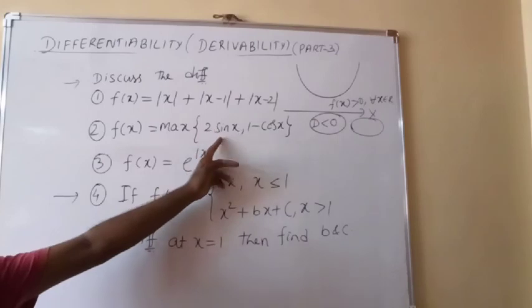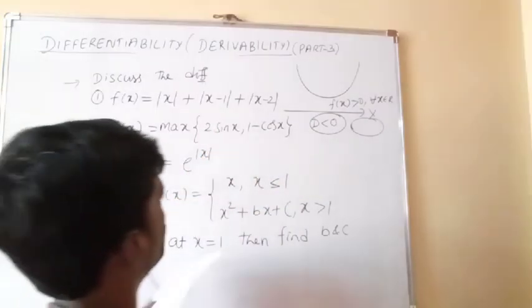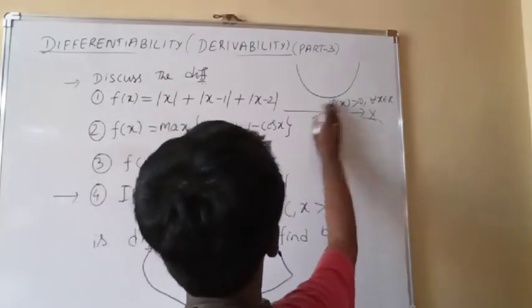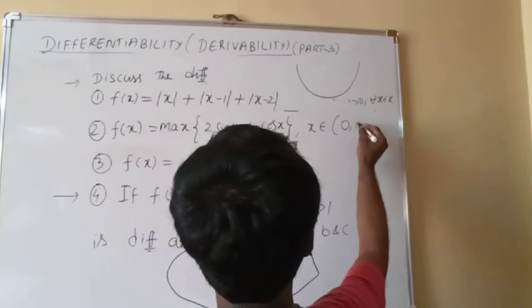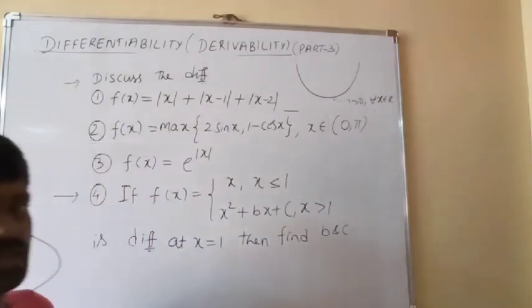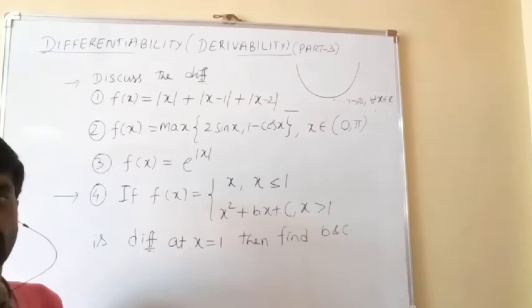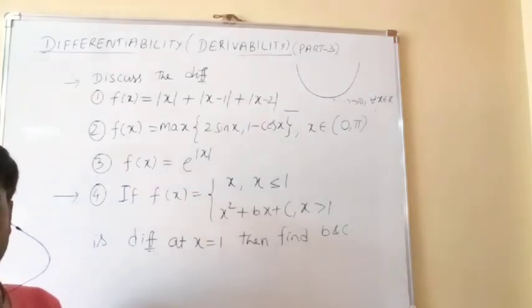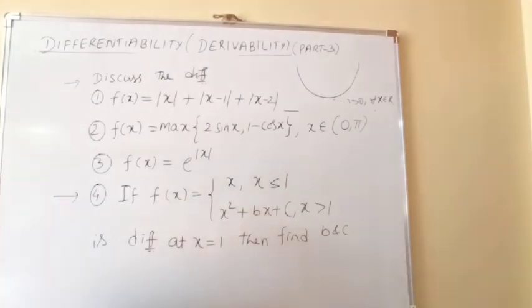And how to evaluate this? Draw the graph of y is equal to 2 sin x, y is equal to 1 minus cos x, and here in this problem x belongs to the open interval 0 comma pi. Only on the open interval 0 comma pi you draw the graph. Then you take the maximum part, only the upper part of the upper curve only. Then automatically from the graph only you will come to know where we are getting sharp edges. So at those sharp edges the function is continuous but not differentiable.